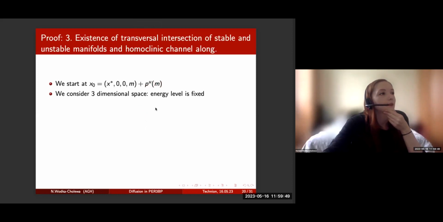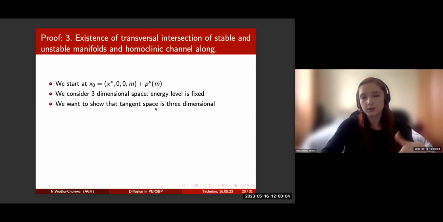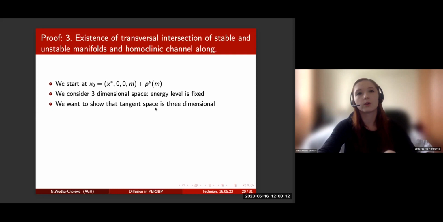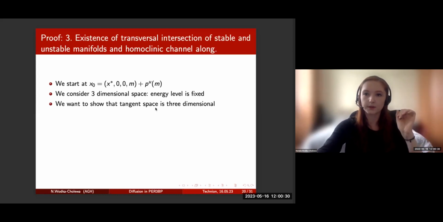We will consider, of course, the energy level fixed, and we'll consider a three-dimensional space. So you have to prove that if it's a transversal intersection, you have to find 3 dimensions. Okay, so yeah, the tangent space has to be 3-dimensional, so it's a transversal intersection. So you put these cones, and you go with one cone from the stable, one cone from the unstable manifold, and you have to show that the vectors in the cones are not going onto each other. So you have the directions separately, right?